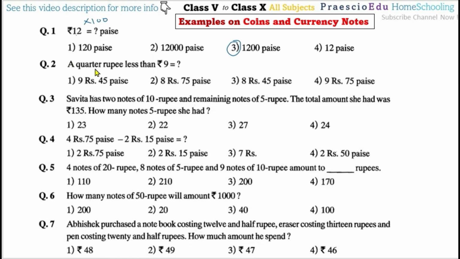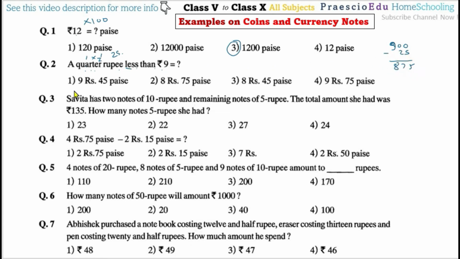Now question number 2: a quarter rupee less than rupees 9. Quarter rupee means 1 by 4, but it's less, so subtract from the 9. Now quarter rupee means we know it is 25 paisa. So 9 rupees means 900 paise, minus 25 paisa we have to deduct. So this is 875 paisa.